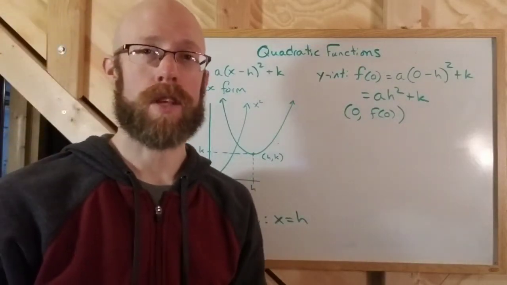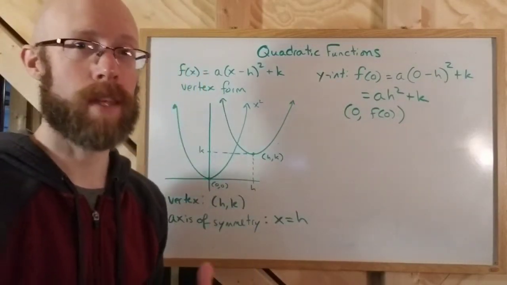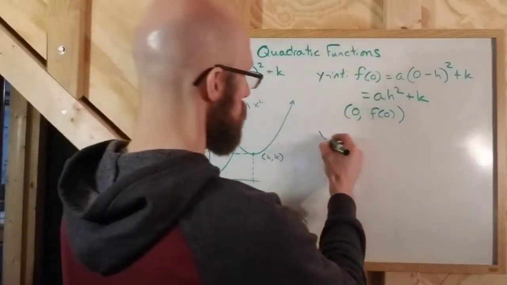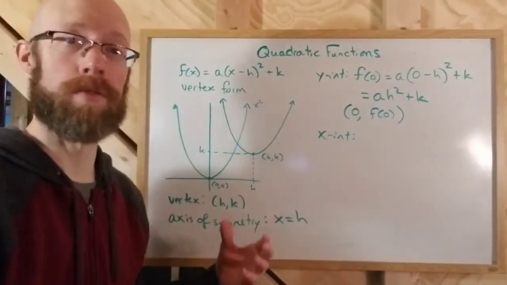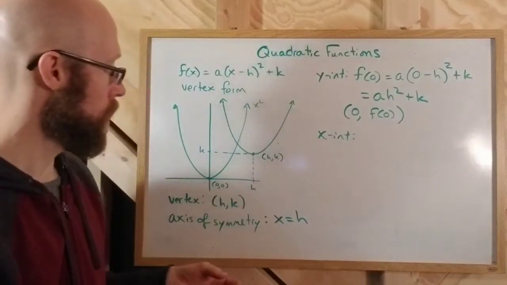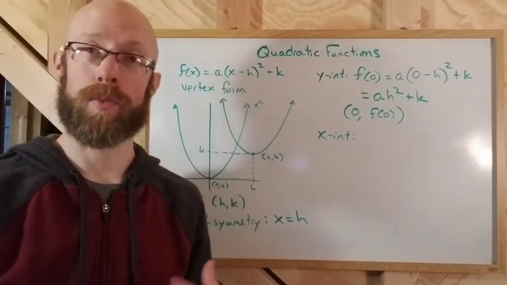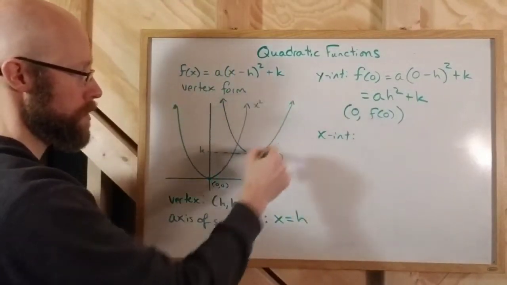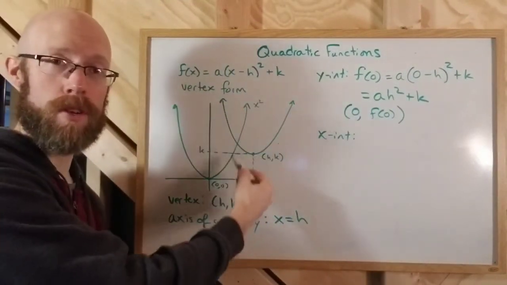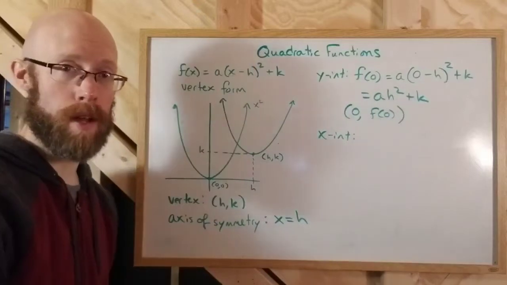Now the x-intercepts are a little bit more interesting. Remember, for an x-intercept, that's what you get when you plug 0 in for the function value. And not all parabolas will have x-intercepts, right? This one that I drew up and to the right doesn't have any because it starts above the x-axis and goes up from there.